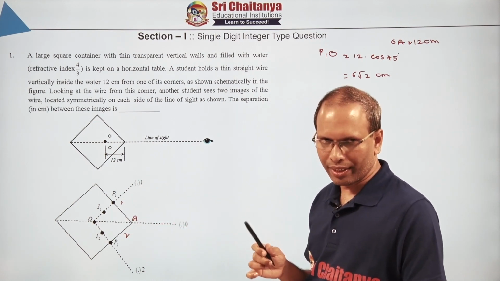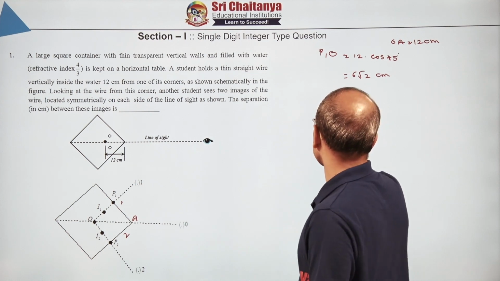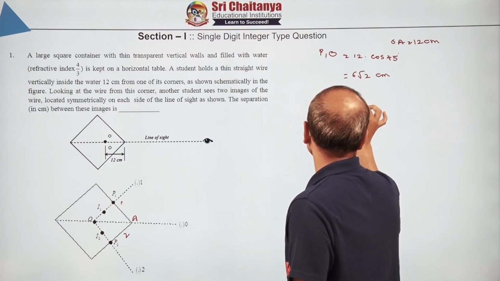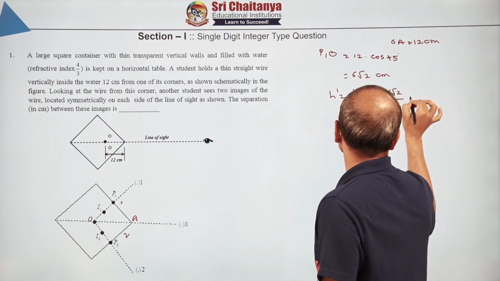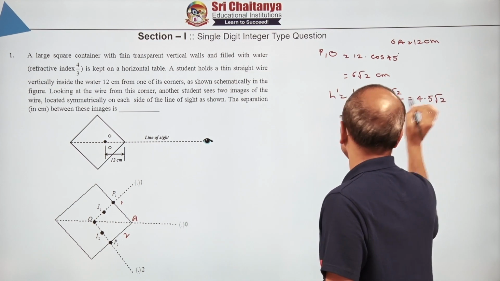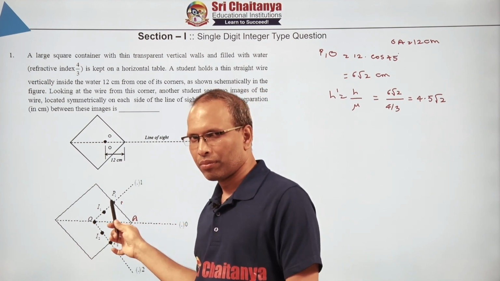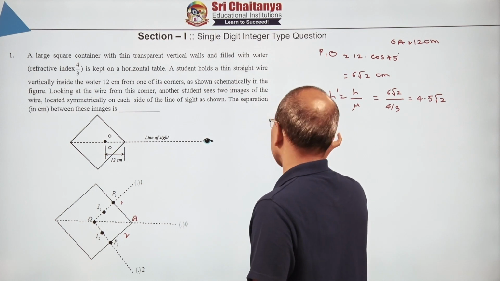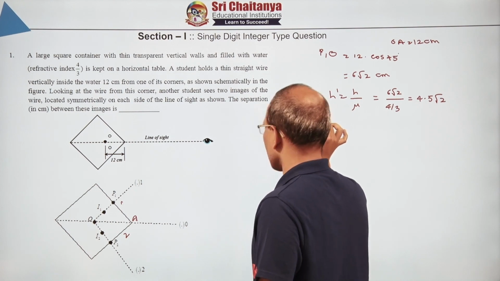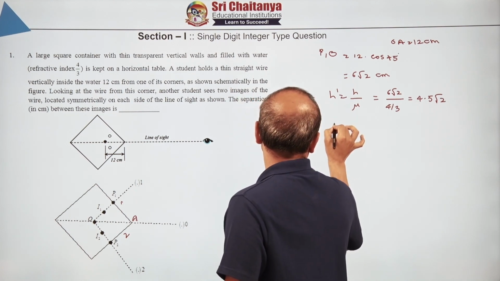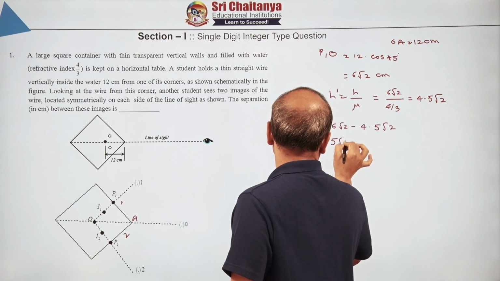Then the image distance formula is h dash by h is equal to 1 by mu, or h dash is equal to h by mu. So this will be 6 root 2 by 4 by 3, which is 4.5 root 2. This is the image distance that is measured from P1. Now let us calculate OI1. This is nothing but PI1. Now I want OI1. This will be nothing but 6 root 2 minus 4.5 root 2, which is 1.5 root 2.